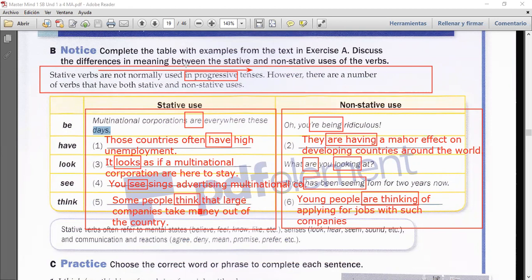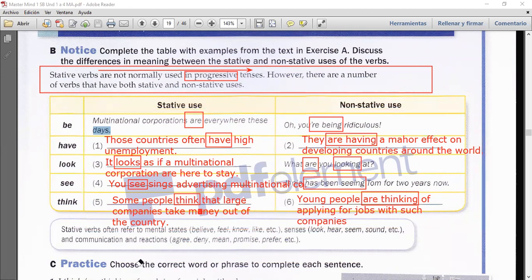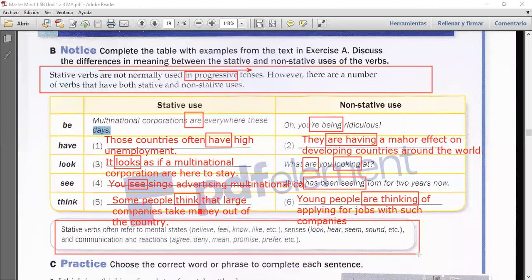Also, we have here more about these verbs. What does it say here? Read, please. Gabriela. Okay, teacher.